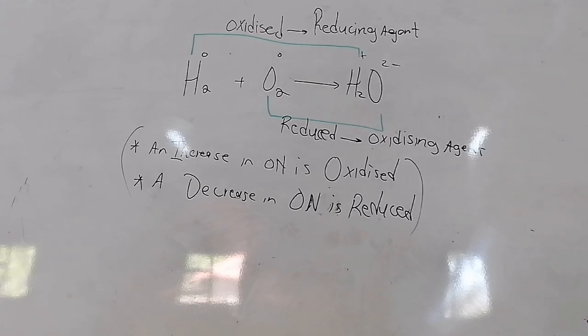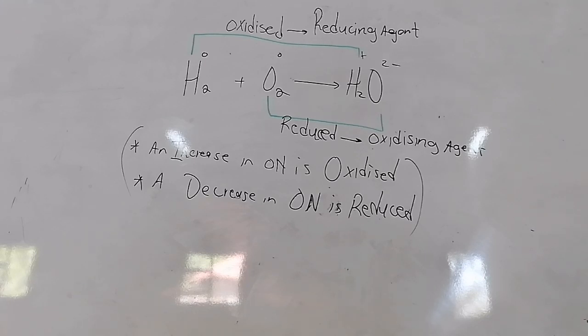When you have an increase in oxidation number of an element, that element is called the reducing agent. And when you see the reduced element in that reaction, here we said that the oxygen atom is reduced. Why? Because there's a decrease in oxidation number. Then we say it is reduced.